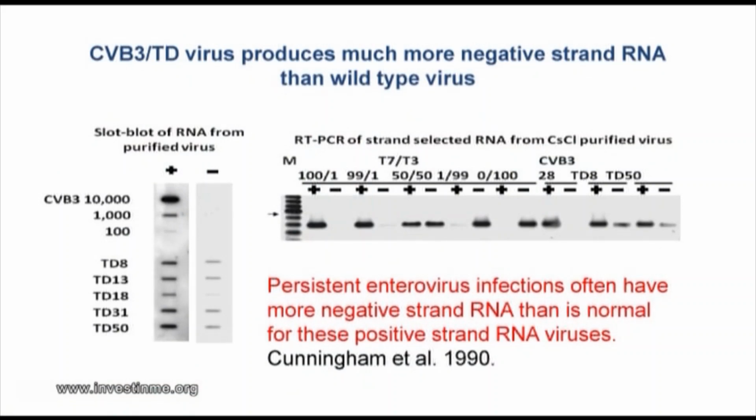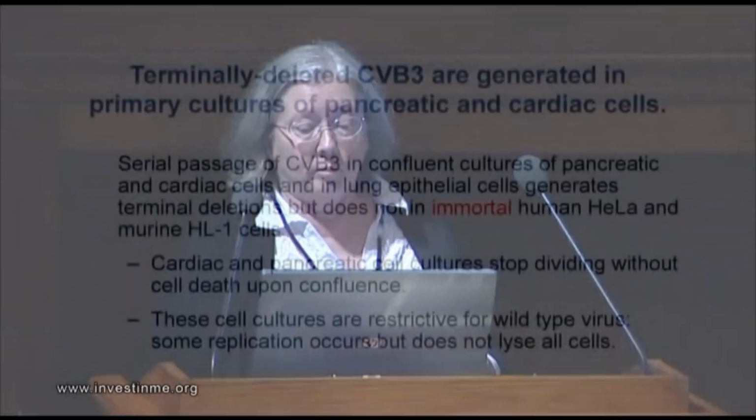Characteristically, we have found in these persistent enterovirus infections, and this had been noted in a study in 1990, that if you have a persistent enterovirus infection, you have equal amounts or nearly equal amounts of the genome and the anti-genome, the template. And that is, again, something not noted for enteroviruses. And that is something that these particularly deleted enteroviruses have. They produce a lot more of the negative strand than is normal.